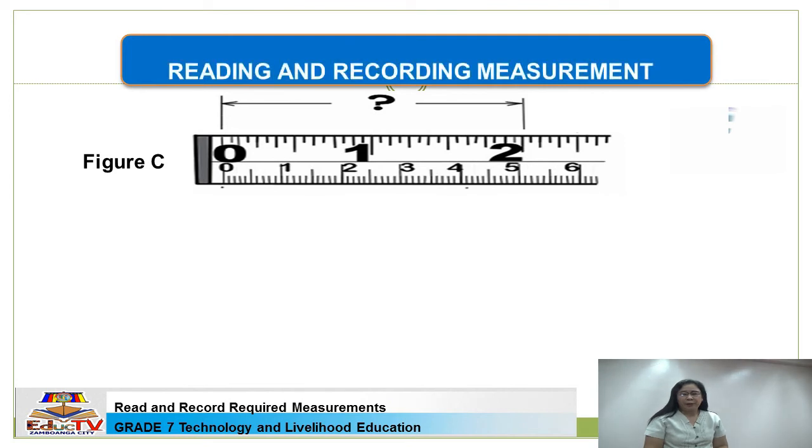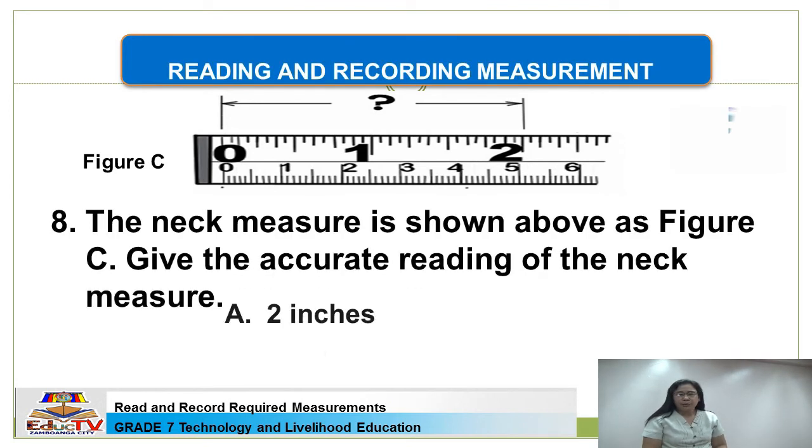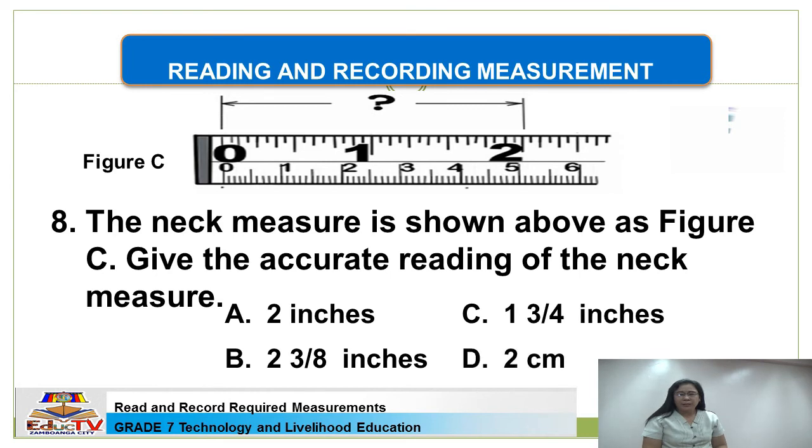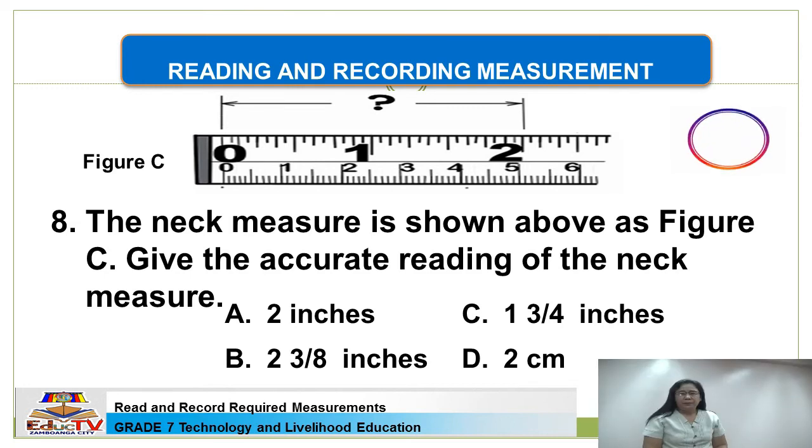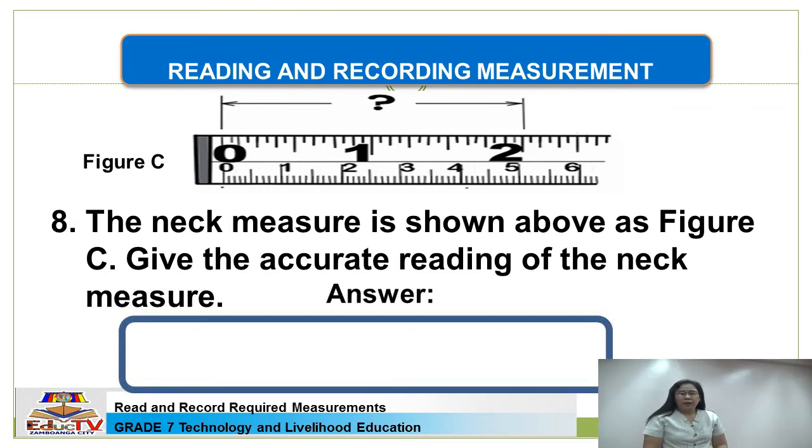For question number 8, the neck measure is shown above as figure C. Give the accurate reading of the neck measure. A, 2 inches. B, 2.38 inches. Letter C, 1.75 inches. Letter D, 2 centimeters. Great! The correct answer is letter A, 2 inches.